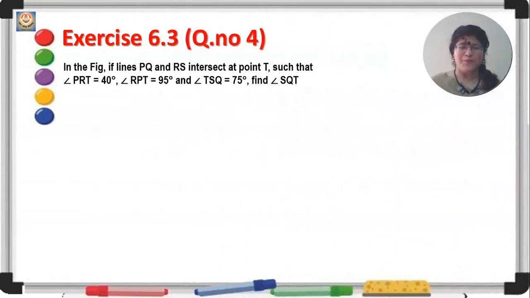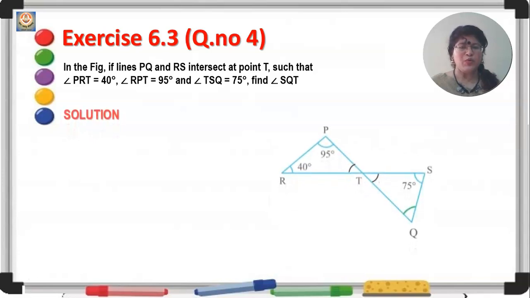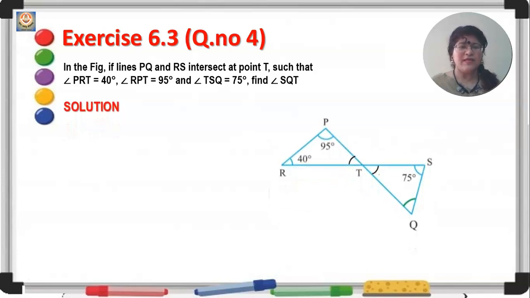Question number 4. In the figure, lines PQ and RS intersect each other at point T, such that angle PRT is 40 degree, angle RPT is 95, and angle TSQ is 75. They've asked you to find the measure of angle SQT.